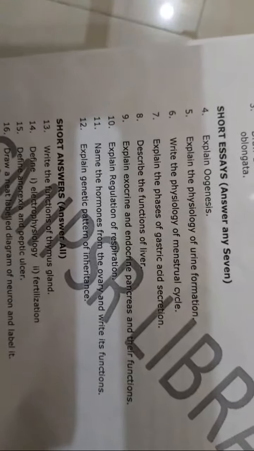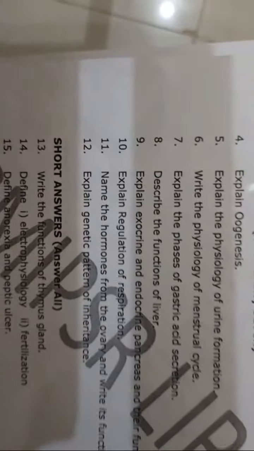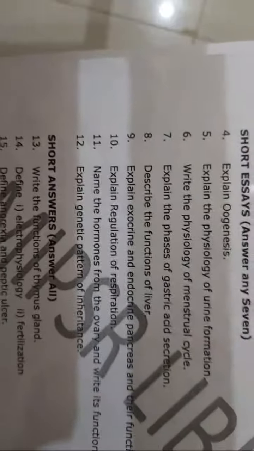Next is name the hormones from the ovary and write its functions. Same, you have to draw a neat labeled diagram. The hormones from the ovary are mainly estrogen and progesterone. Write some notes on the progesterone and estrogen. Mainly they help in the expansion of the breast. Then also they help in mother's milk formation. They help the adrenal gland, and many other glands also support this. Some of the estrogen is also produced in males. Explain the genetic pattern of inheritance. Draw that genetic pattern.